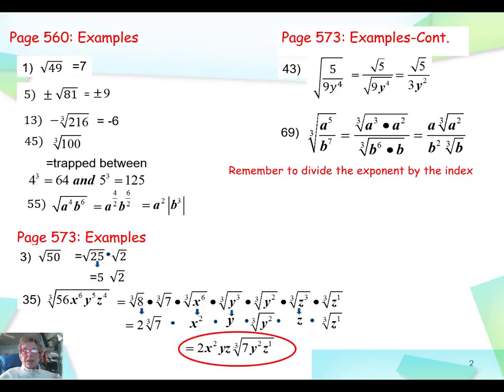The cubed root of a to the third on the top comes out as a. The second part stays in the radical. The cubed root of b to the sixth in the denominator comes out as b squared, and the second part stays under the radical. Remember to divide the exponent by the index. The next page we're going to look at for examples is page 584.